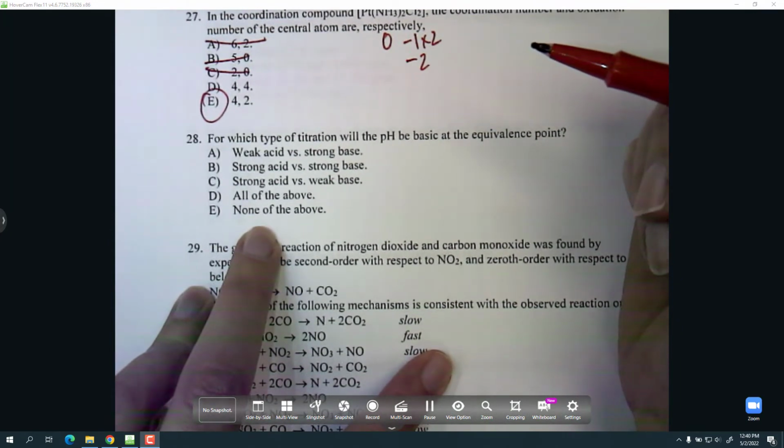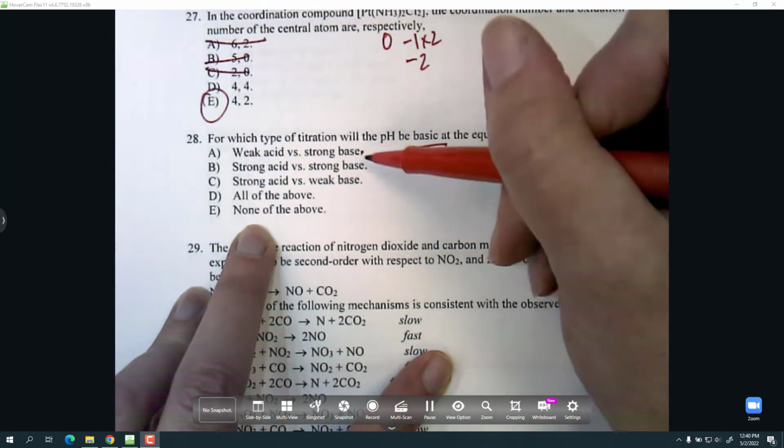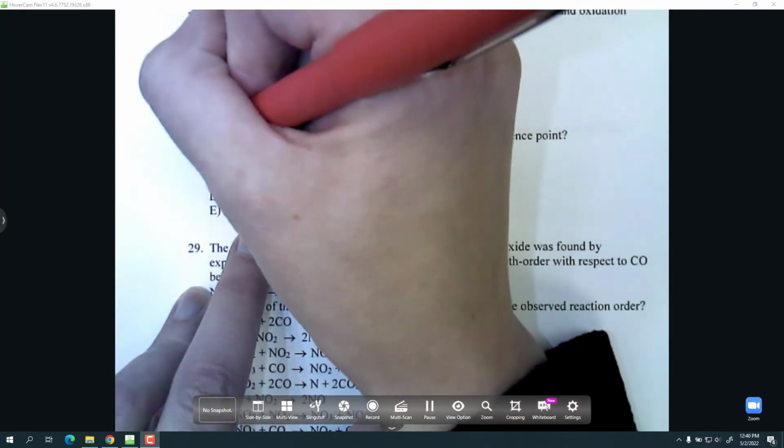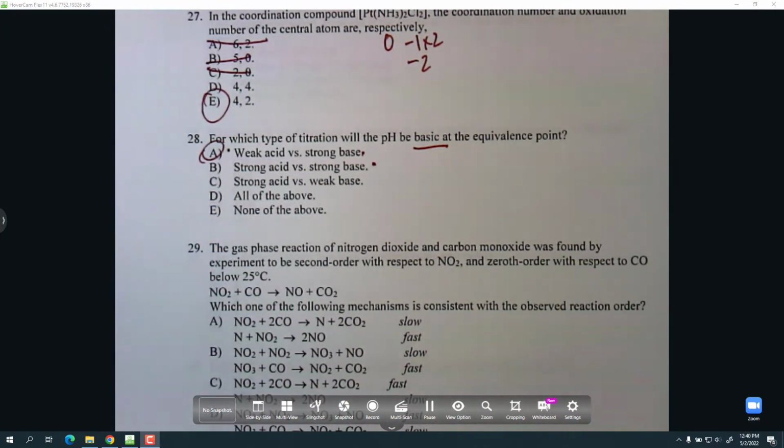For which type of titration will the pH be basic at the equivalence point? So I need basic to win. That sounds like a strong base with a weak acid. Remember, if it's a strong base and strong acid, it should be exactly 7. If it's going to be basic, it needs a strong base.